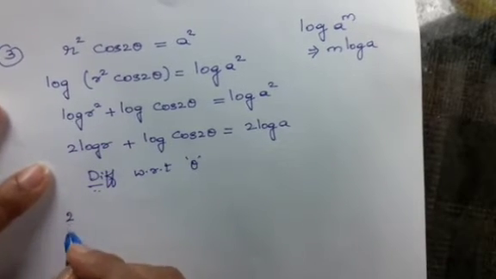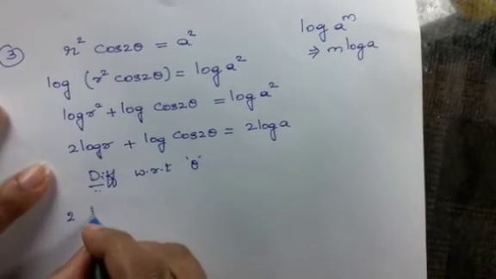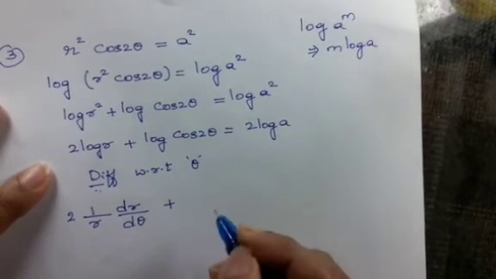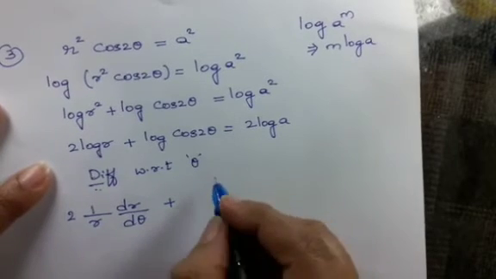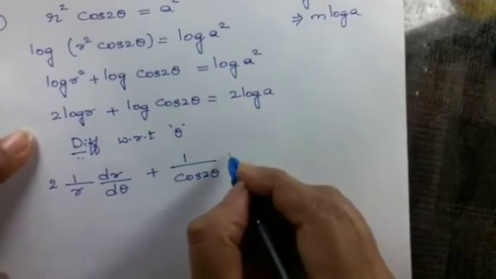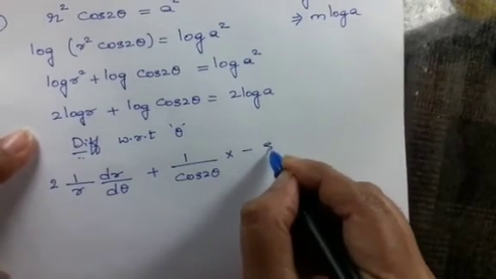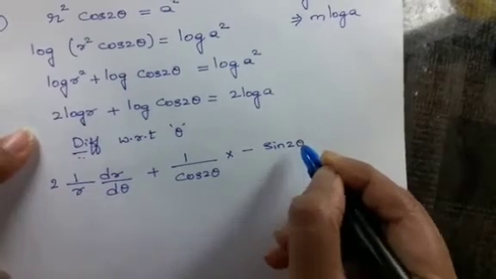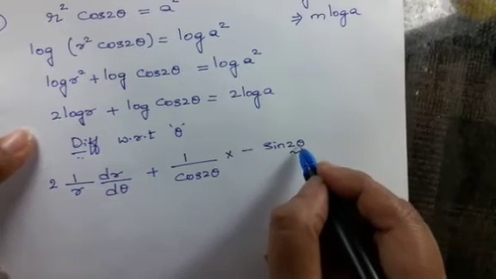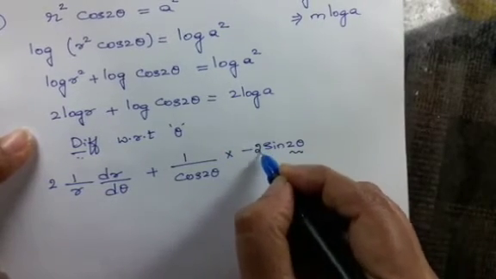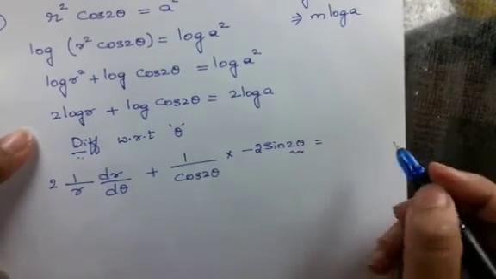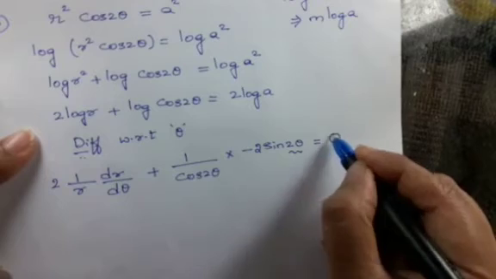2 into log r differentiation is 1 by r dr by d theta plus log cos 2 theta. If you differentiate, it will be 1 by cos 2 theta. Cos 2 theta's differentiation is what? Minus sin 2 theta. Now 2 theta again I have to differentiate, correct? Differentiation of 2 theta with respect to theta gives 2. Are you following? So this is equal to, 2 log a is constant. Differentiation is 0.